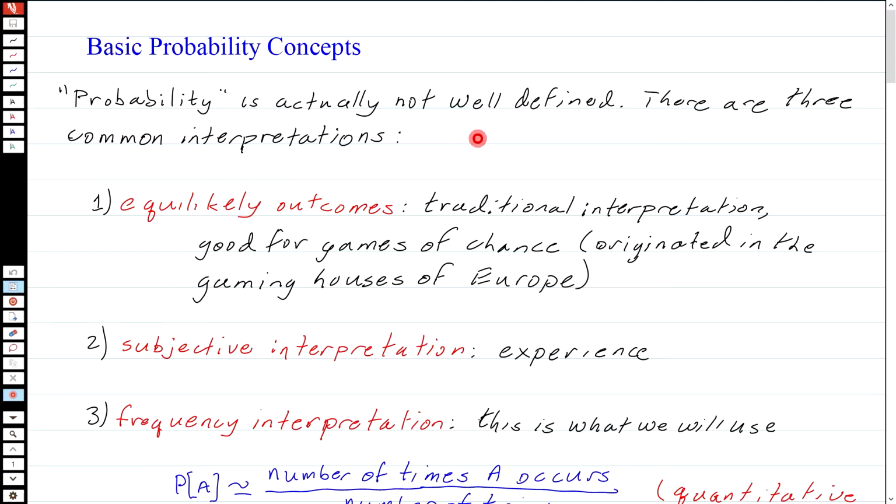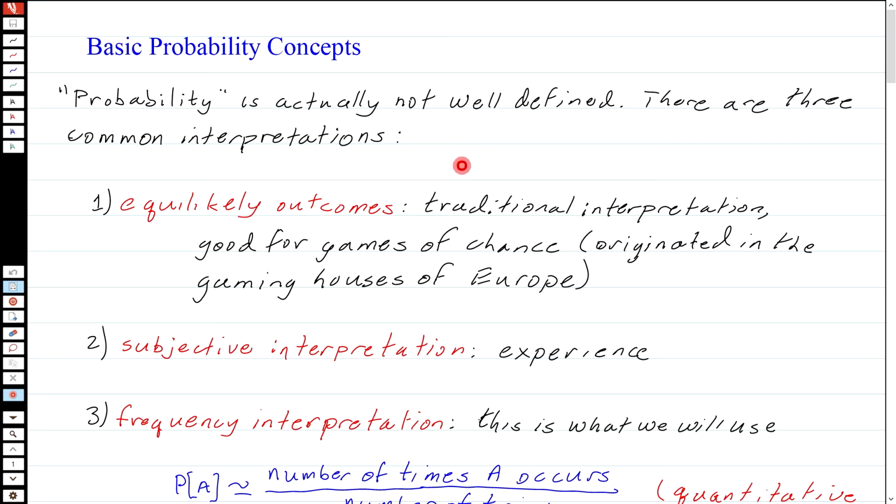Hello everyone, this is the second part of the second lecture of the first week. Today in this lecture, we're going to talk about the basic probability concepts, which is to say something about probability. The word probability itself is actually not well defined.